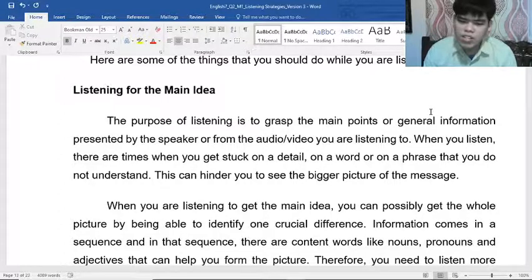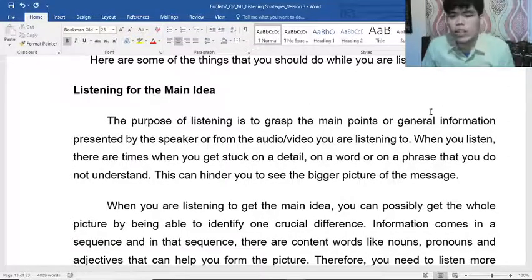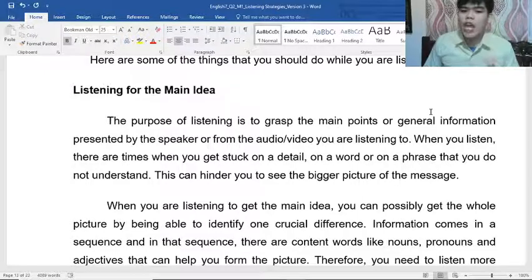And because you are stuck in that word, then you won't be able to understand the whole idea of the topic. So that's why it is really important for you to enhance your vocabulary.